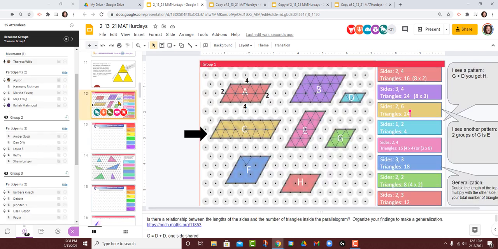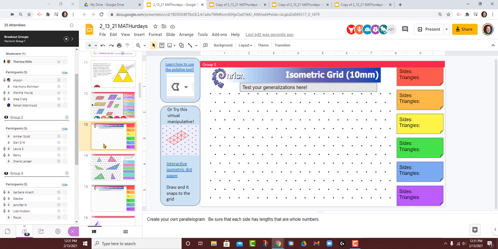Hi there, group. It looks like you all have some great reasoning and generalizations. Feel free to head down to slide 13 and test it out. See if you can break your rule or if your rule always works. And there's two things you can use, the polyline tool or even isometric dot paper. So those are available to you all.